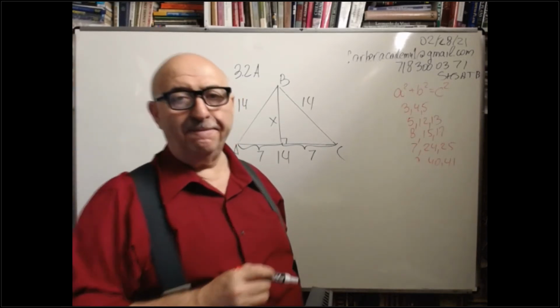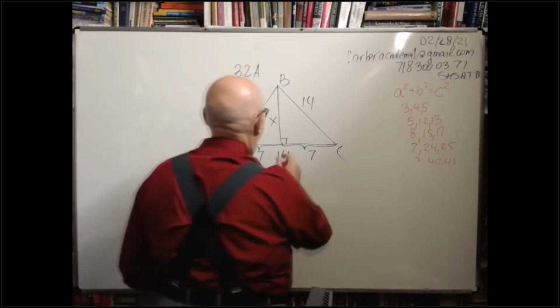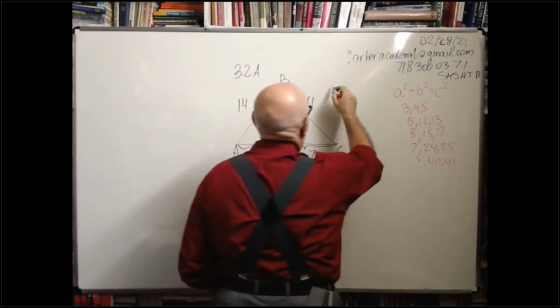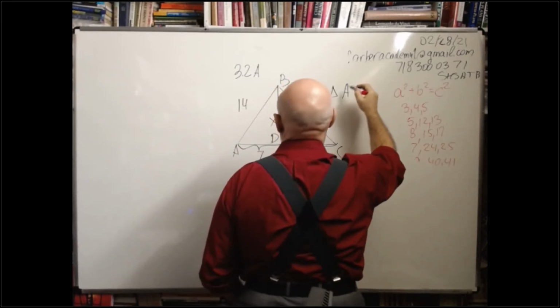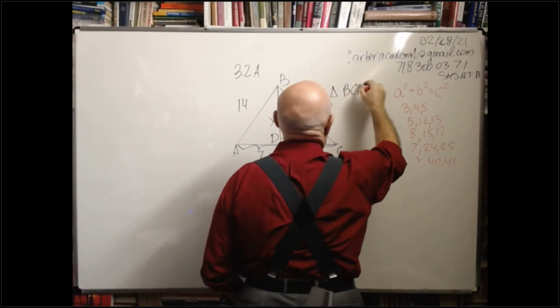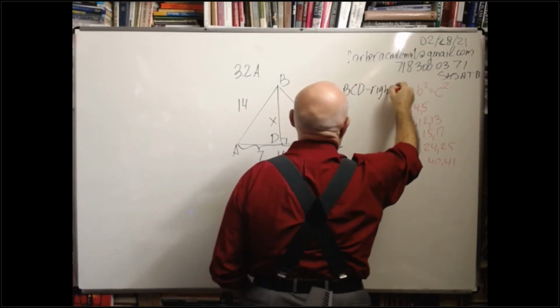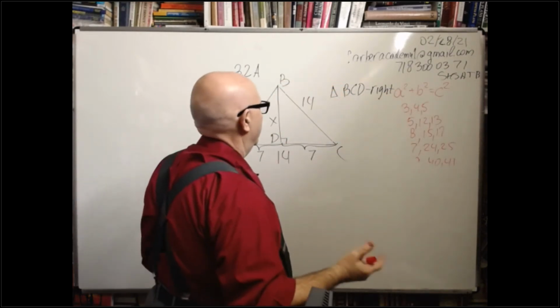So far, so good. Next, A, B, C, D. Triangle. A, not A, use B, C, D. Is right triangle. Right triangle. If right triangle, apply Pythagorean.